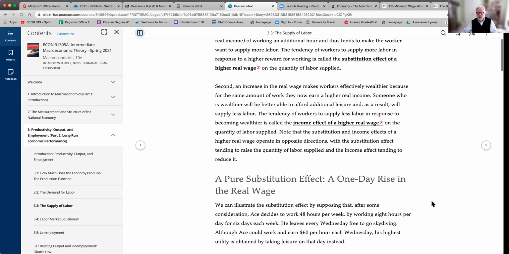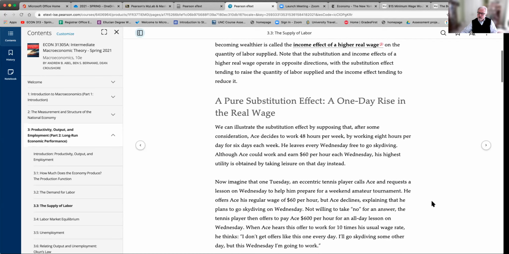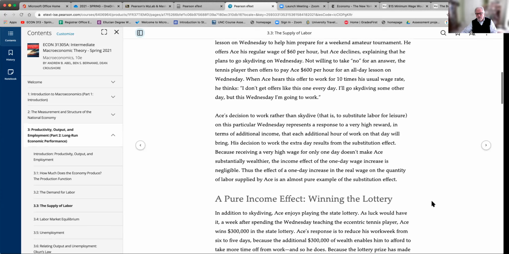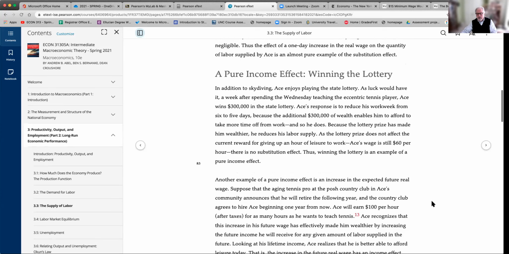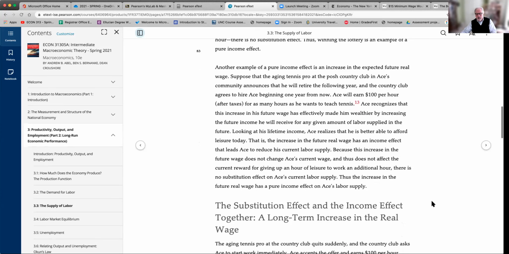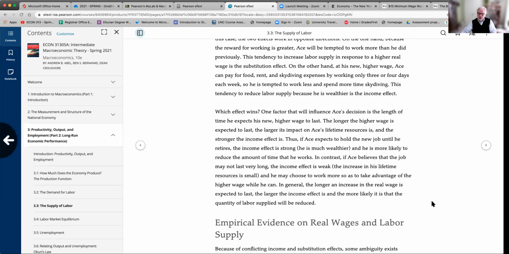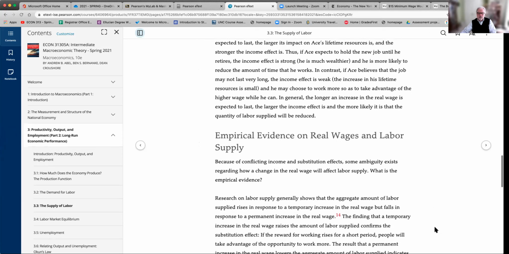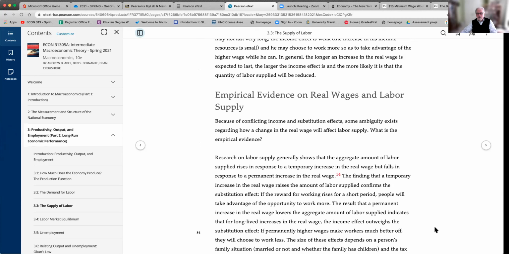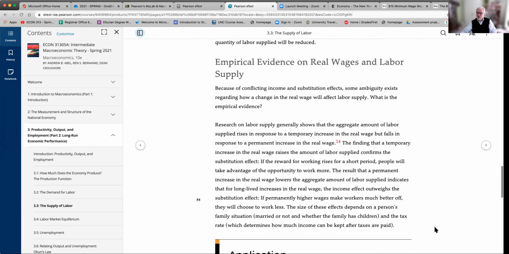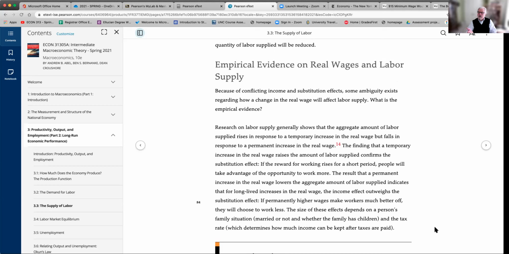All right. So in this section, we give some examples of a pure substitution effect and what that looks like, pure income effect, what that looks like. And then when we bring them together, what's the relationship between real wages and the labor supply? Typically, we think of a supply curve as upward sloping as the price goes up. So we're generally going to think of as the real wage, which is the price of leisure, in this case, the price related to working, I should say.